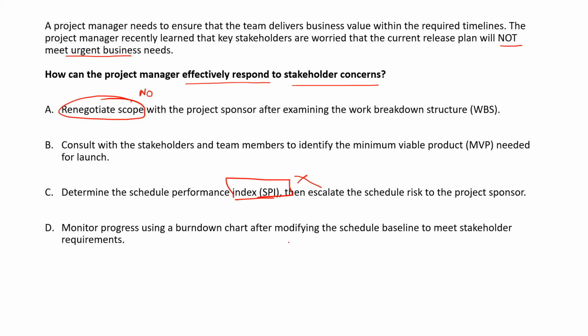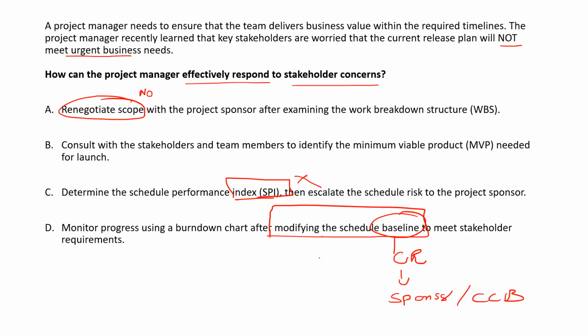Monitor progress using a burn down chart after modifying the schedule baseline. Who are you to do this? Baselines can never be changed without a change request, which should be approved by the sponsor or change control board. So yes, Susama, you are correct. In that case, the remaining answer is B, which was correct. Let's find the MVP. Once the MVP is locked, it will be easier to make the MVP. That was great work. Let's go next.